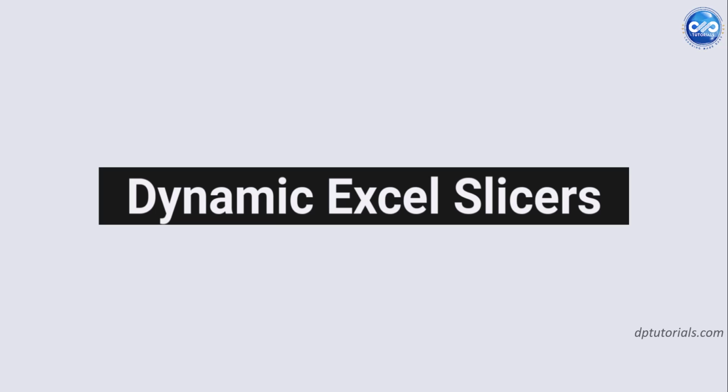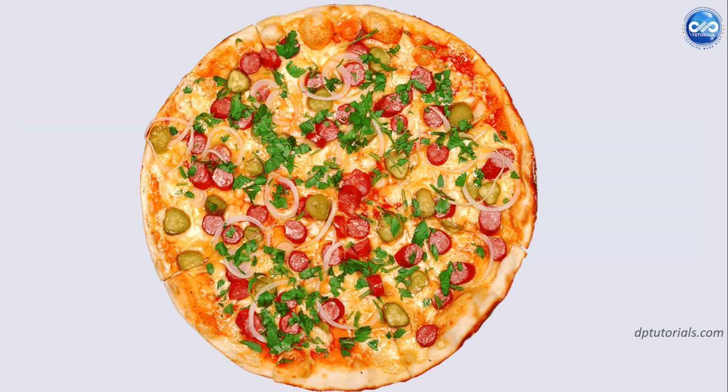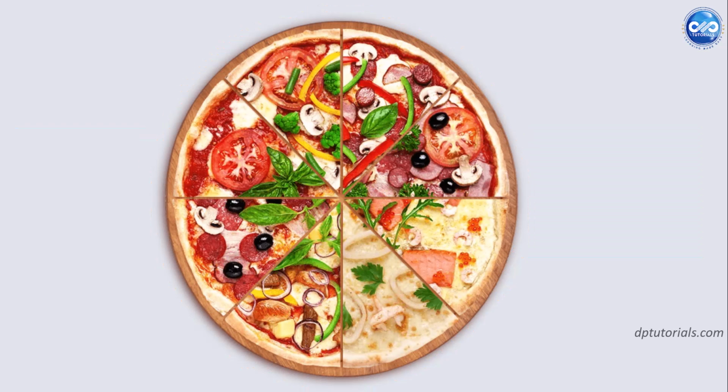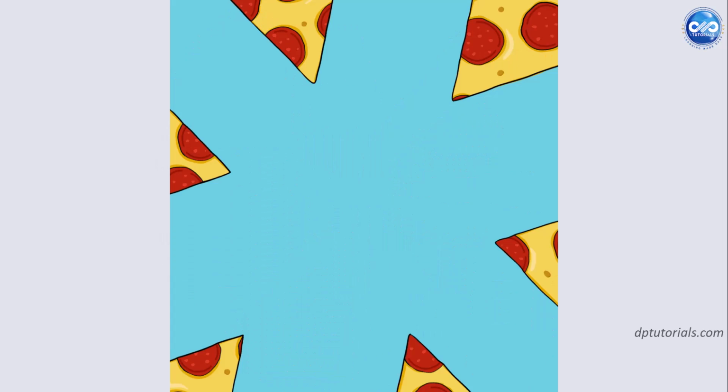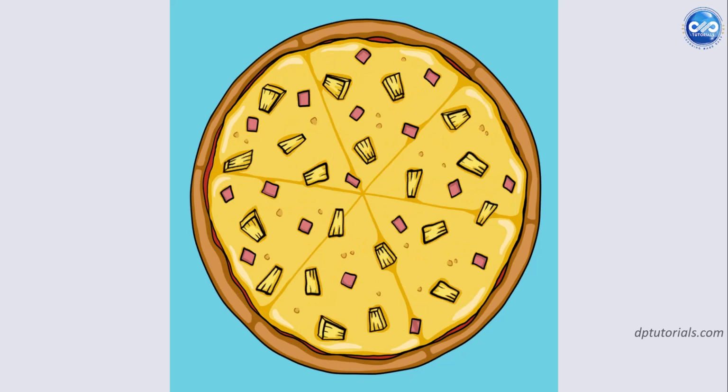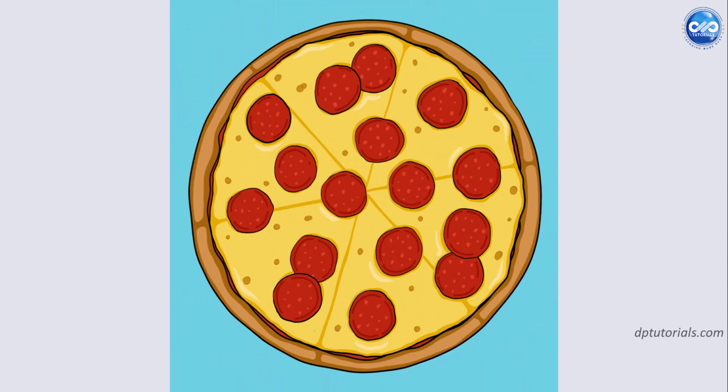Today I'm revealing one of Excel's coolest features, dynamic Excel slicers. What is a slicer? Imagine your Excel sheet is a pizza and each topping is a filter you want to use. A slicer is like a fancy remote control that lets you click and filter your pivot table or pivot chart instantly. No drop-downs, no headaches.